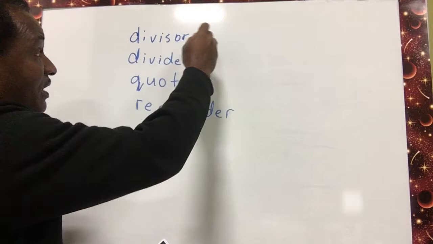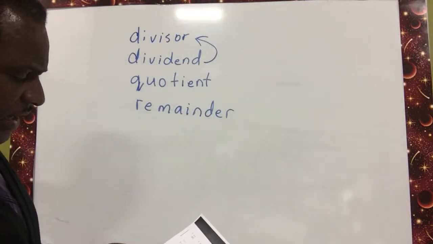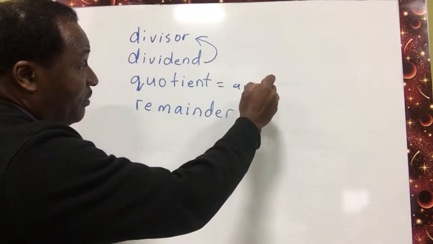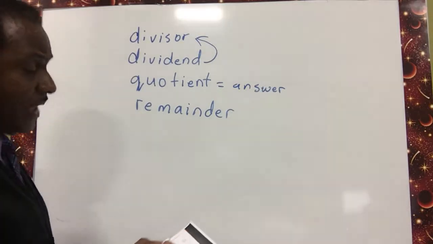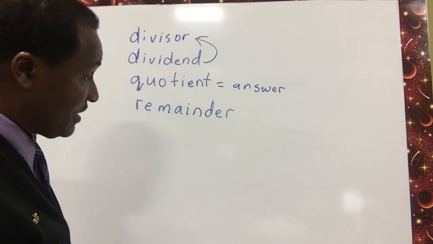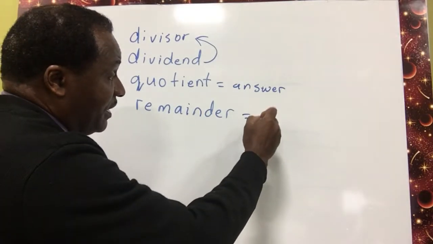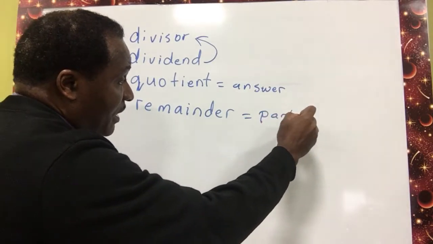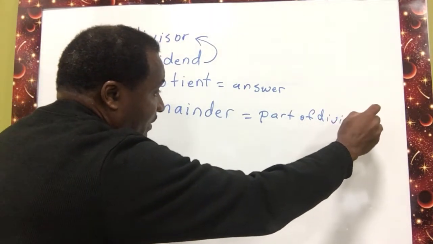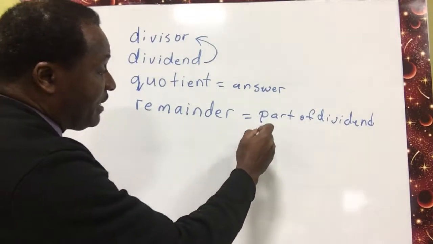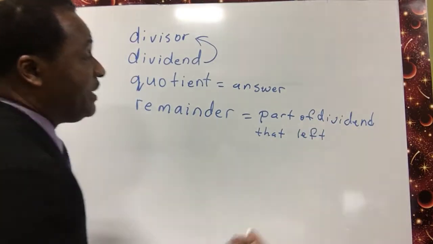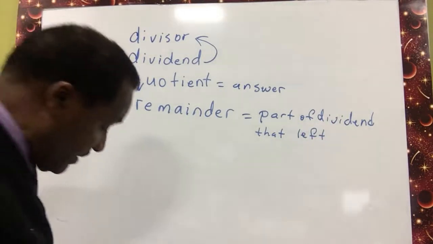So the dividend goes into here, and then you're going to have the quotient. It's what you call the answer to the problem. And then you have your remainder, and your remainder would be anything that's left over. It's the part of the dividend that's left undivided. So that's pretty much how that's going to go.